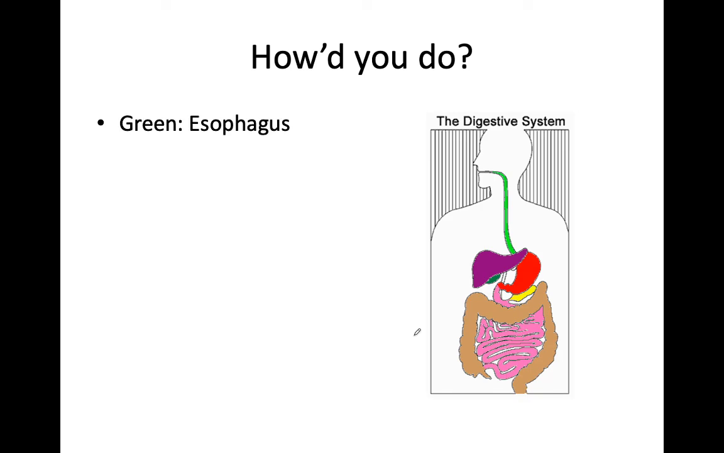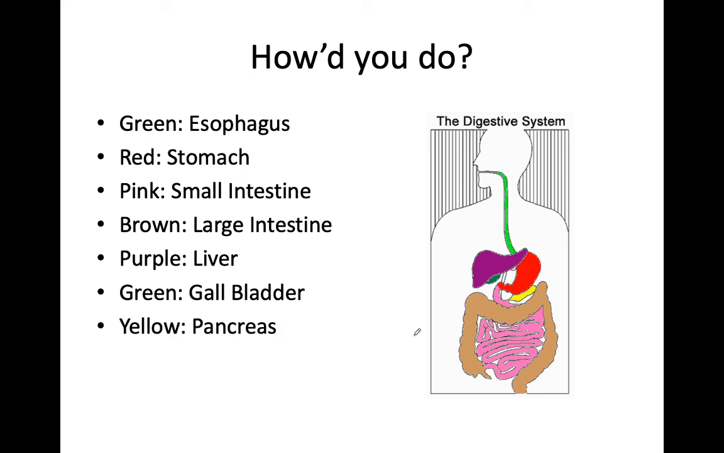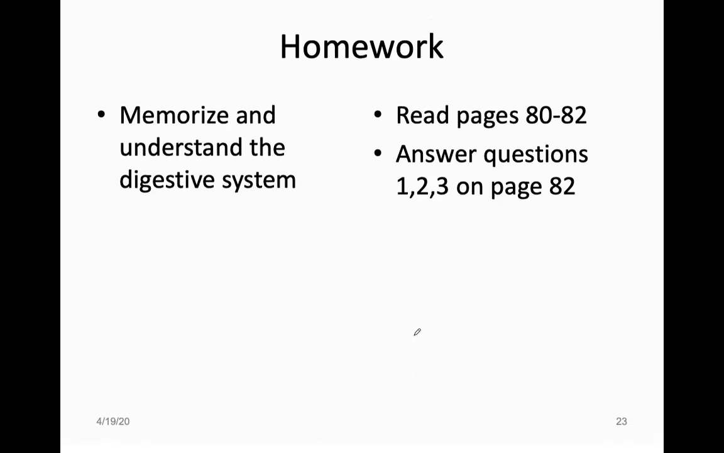Green, or the light green, is our esophagus. Red is our stomach. Pink, small intestine. Brown is our large intestine. Purple is liver. The other green, the dark green, is gallbladder. And those are the main components of our digestive system. So hopefully you got any of that. If you didn't, that's okay. Just go back and review all of those one more time, as well as the function of each of those things. Hopefully that makes sense. If you have any questions, feel free to let me know.